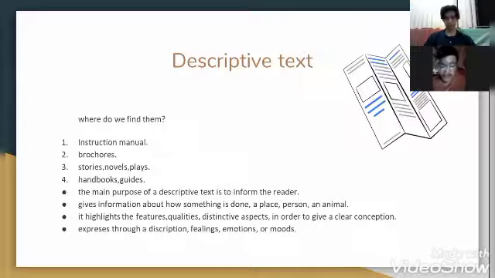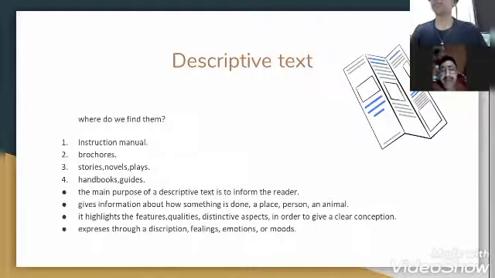Hey guys, I'm going to talk about descriptive text. And where do we find them? We can find them in instruction manuals, in brochures, stories, novels, plays, handbooks, and guides. I'm sure you guys have already found one of these in your life.